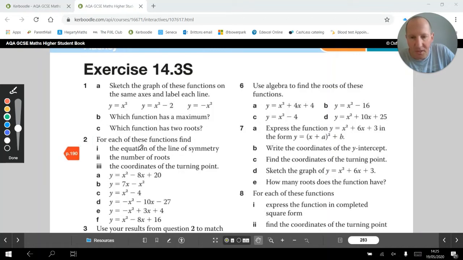Okay, number 2 gives you a series of functions and it's asking you to find 3 of the properties. The equation of the line of symmetry, which you should be able to see visually and give an answer of x equals to whatever the line is. The number of roots, so again you can see how many times it goes through the x-axis, and that could be 0, 1 or 2.